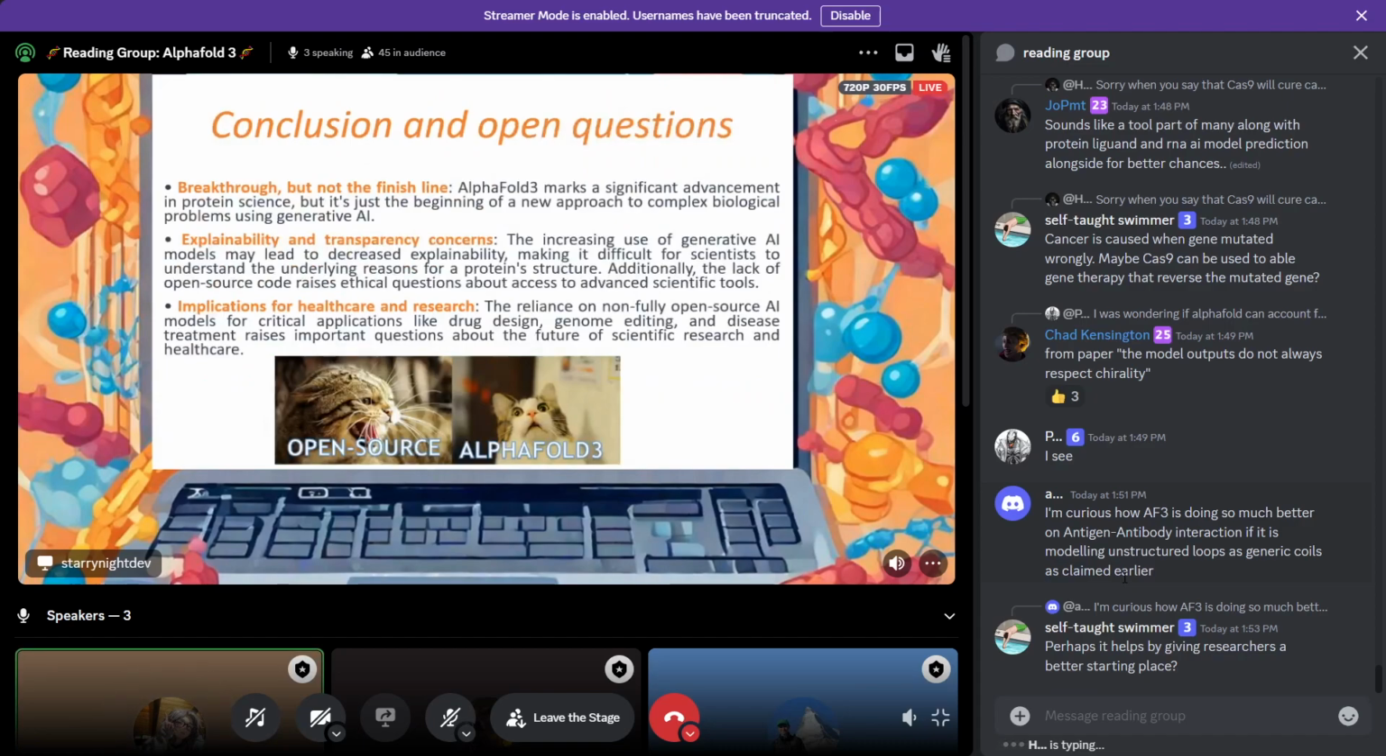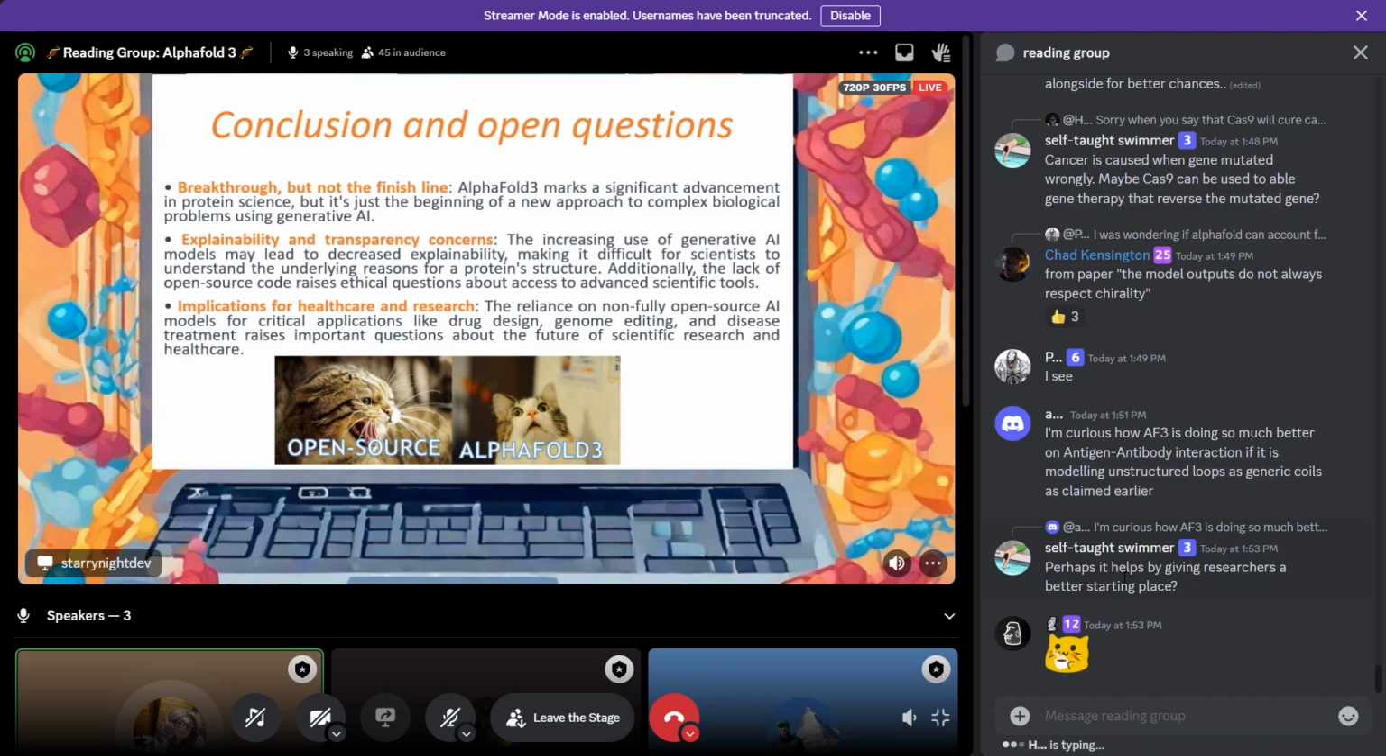So just to conclude all this talk we had, AlphaFold 3 is a breakthrough, but it's not a finish line. Okay, this is not an endpoint. This is the starting point, the beginning of a new approach to complex biological problems. Okay, complex biological problems are now being addressed with generative AI. And AlphaFold 3 is not the only one doing it. There are lots of other tools being developed.